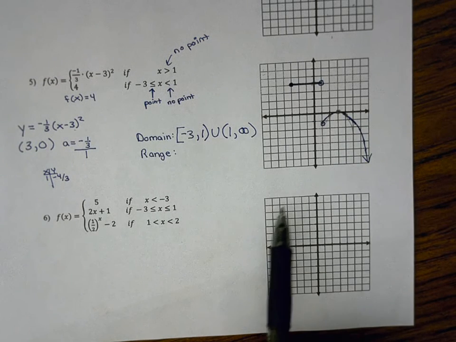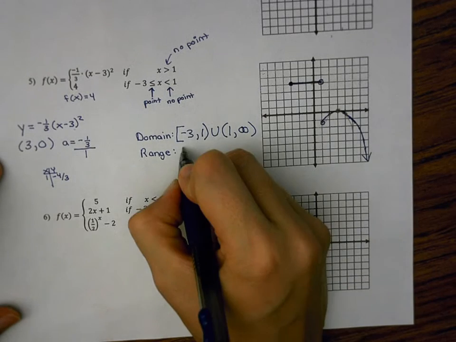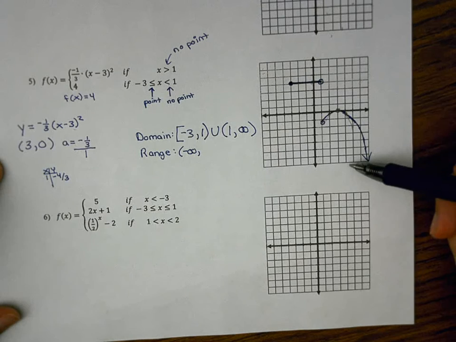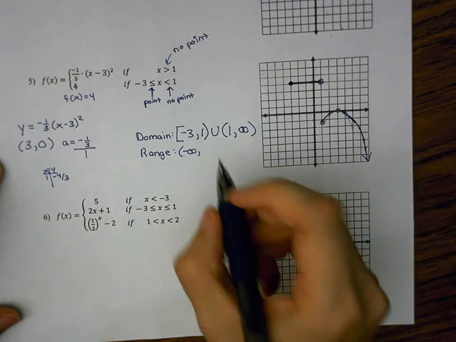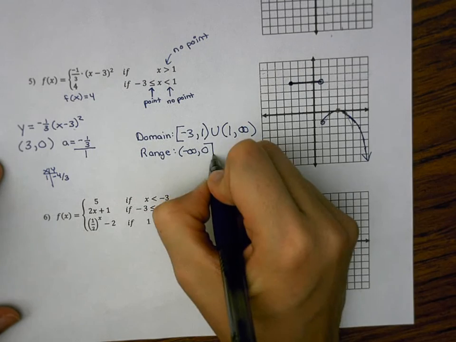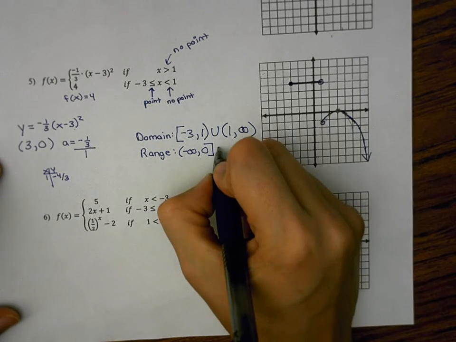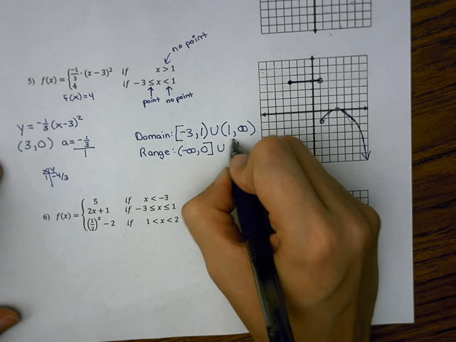Range, on the other hand, my lowest y is negative infinity because that arrow is going down. And then I work my way up, work my way up, work my way up. My graph initially stops at 0, where there is a point. So let's go ahead and cut it there. And then picks back up again at y equals 4, where there is a point.